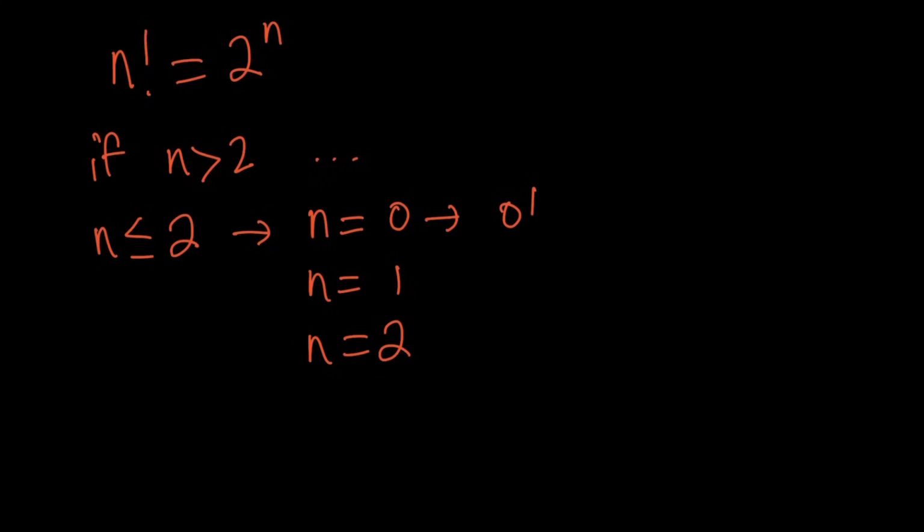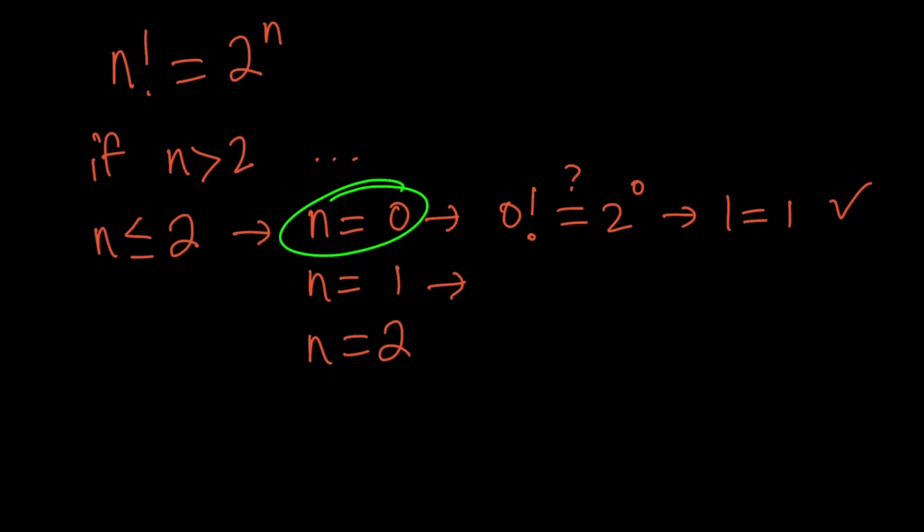Okay, if n is equal to 0, let's go ahead and plug it in on both sides. Does 0 factorial equal 2 to the power 0? That's a question mark, right? And as you know, this means 1 equals 1, and that's actually a check. Okay, great. So n equals 0 works. Let's go ahead and circle it and then continue.